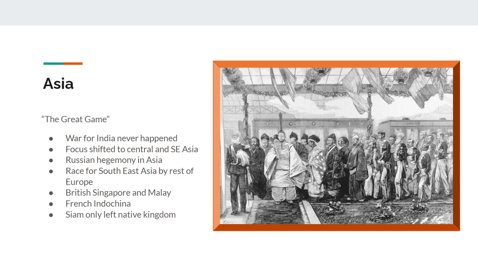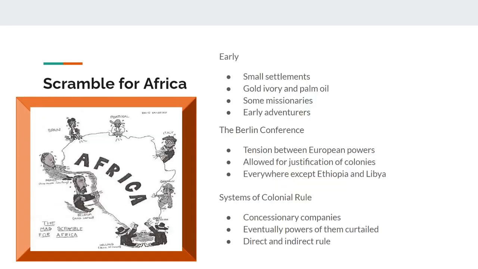And the two main colonies were British Singapore and Malay. Singapore was the biggest trading post in Southeast Asia at the time. French Indochina was directly next to Singapore, and Siam was the only native kingdom left, and it was left alone because it was a buffer zone between French Indochina and British Singapore.